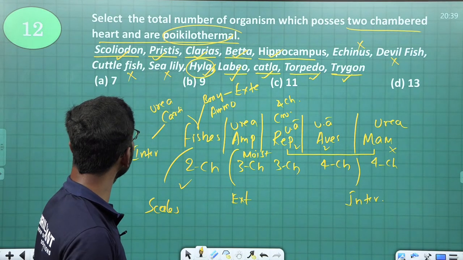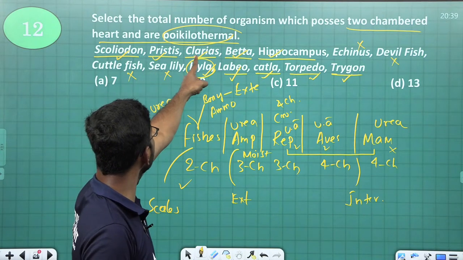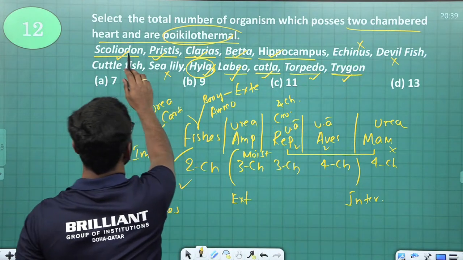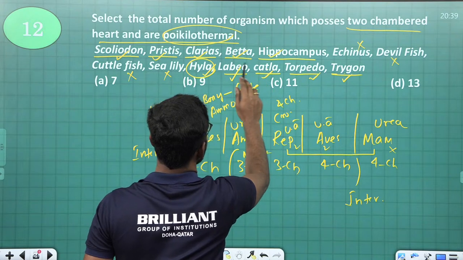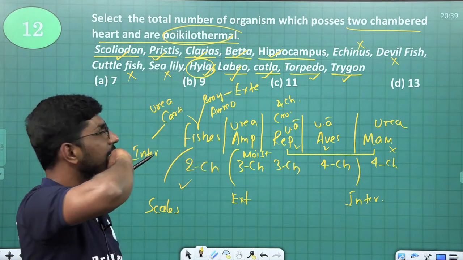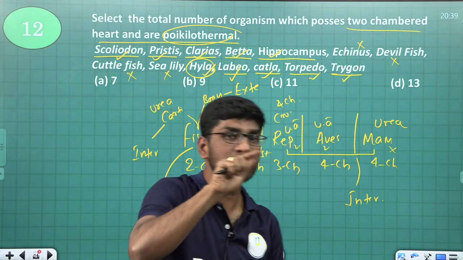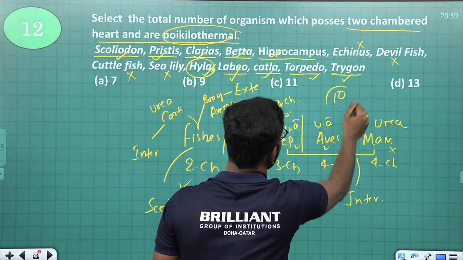So, answer is what? Tell me. Answer, 10 is coming, right? 1 Scoliodon, 1, 2, 3, Clarias, Betta, Hippocampus. Here I am writing 1, 2, 3, 4, 5, 6, 7, 8, 9, 10. Hyla. Hyla is correct, right, beta? So here 10 is coming. 10 is the right answer, actually.